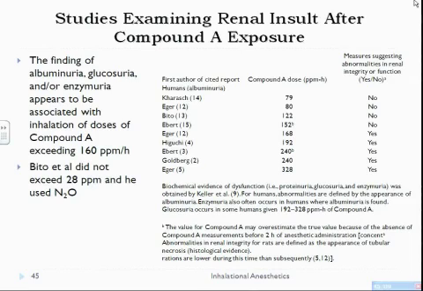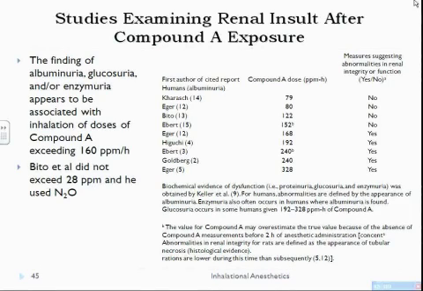Bito et al., when he did his study, he combined sevoflurane with nitrous oxide. So what did that do to this compound A production? It went way down because his MAC value went down per hour. That's what people don't understand. So if you combine sevoflurane with nitrous together, you're really not producing enough compound A to be a problem, which is a turning point.